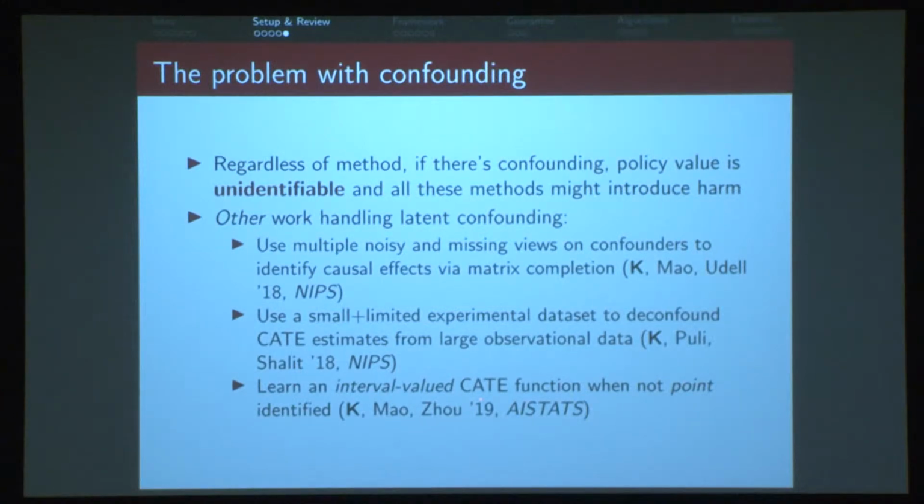And when we have confounding this CATE function, it's not point identified, right? Just like the causal effect, there's no one point. But instead, you can say there's an interval of things it could be. So if you're interested in individual level effects, what you're interested in is an interval valued function, which for each person will give me an interval of the causal effects it could have. Okay, so then the question is, how do you learn such an interval valued function? And that's something that we've looked at as well.